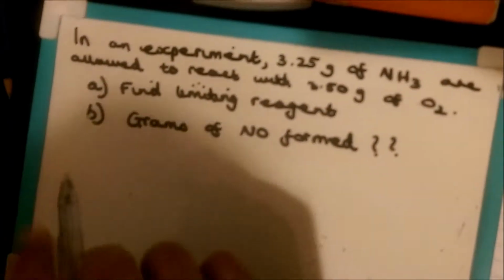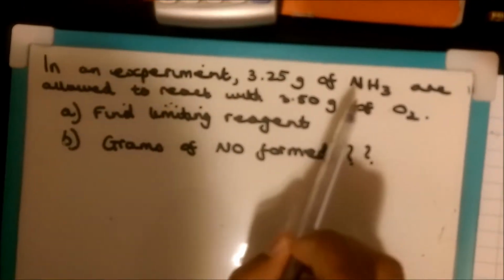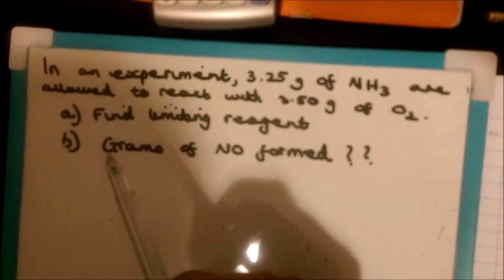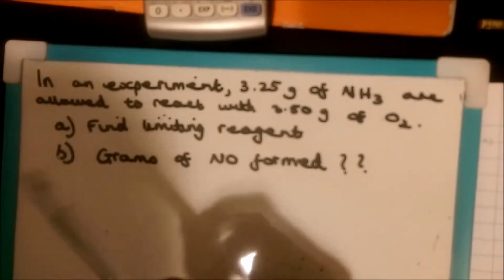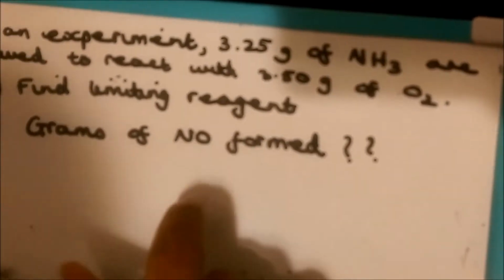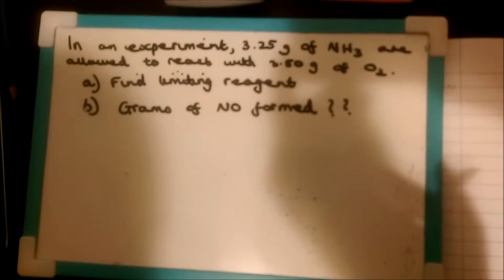And now, if you just look at this question over here, we can see that we're given 3.25 grams of NH3 and told that it's being made to react with 3.5 grams of O2. They are asking us to find the limiting reagent and the grams of NO formed. Okay, so when I first see an equation like this, and when they don't give us the chemical formula, the first step is to find the chemical formula.